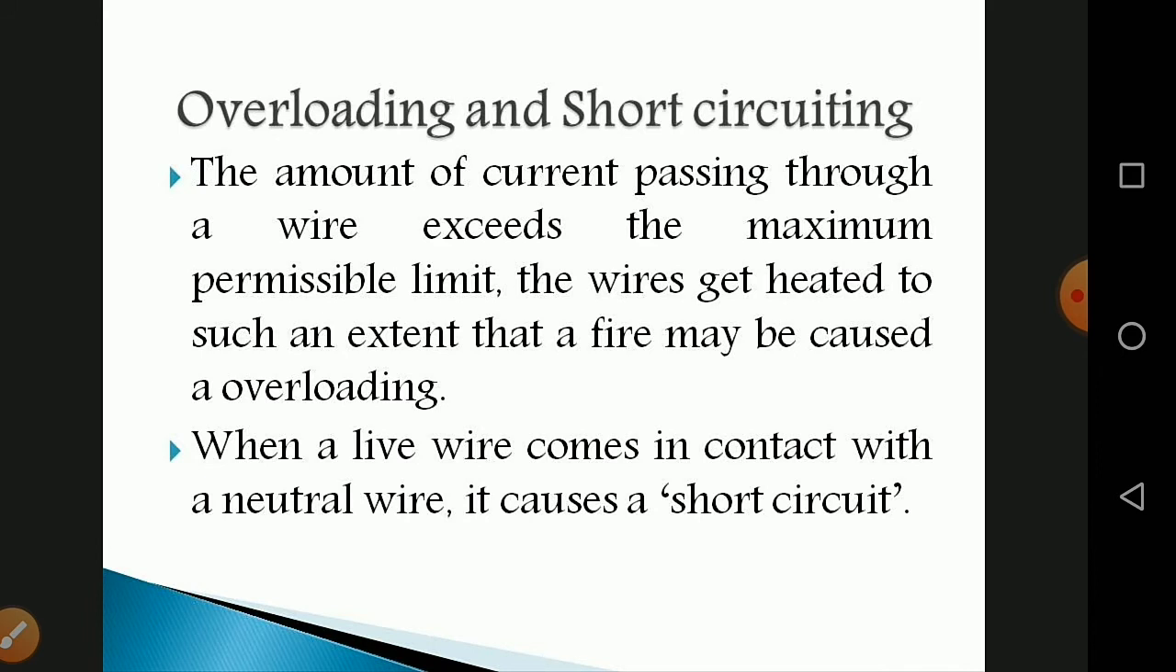When a live wire comes in contact with a neutral wire, it causes a short circuit. It happens when the insulation of the wire gets damaged due to temperature changes or some external force. Due to a short circuit, the effective resistance in the circuit becomes very small, which leads to the flow of large current through the wire. This results in heating of wires to such an extent that a fire may be caused in the building.